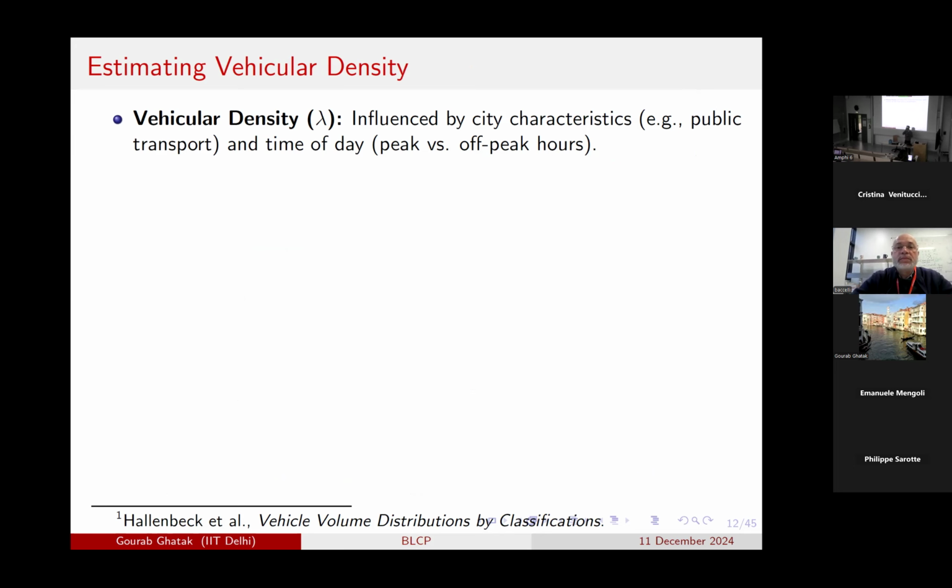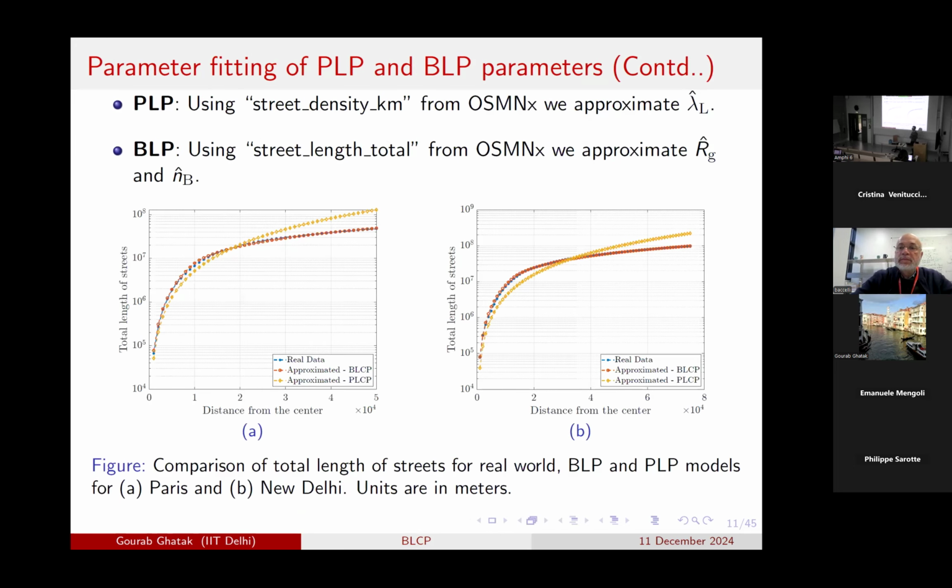Okay, yes. Just a question. On the previous slide, you try to adjust the parameters that correspond to the length of the streets, but is it the right parameter to adjust? Because in terms of network, you may also have the degree of the graphs and other parameters. What are your arguments for focusing on this parameter?